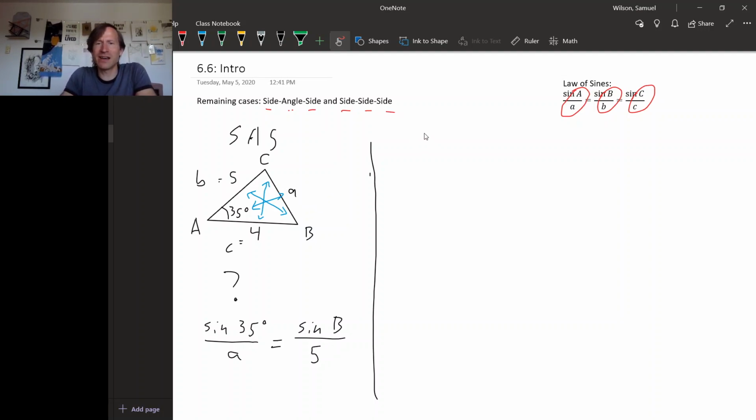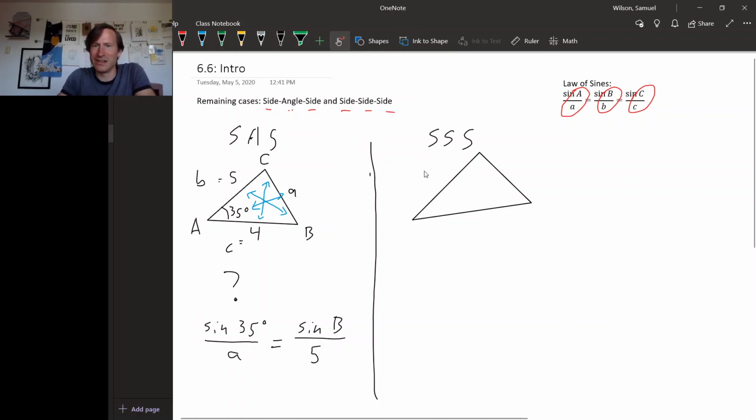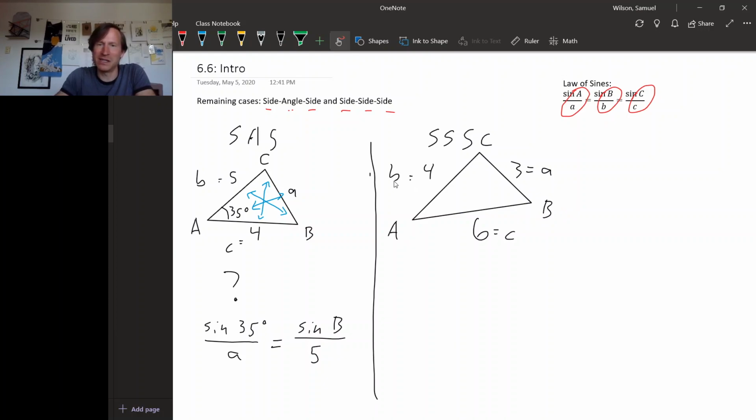Let's try the side-side-side situation, I guess. So let's see, here's a triangle. And maybe this side is 4, and this side is 6, and this side is, I don't know, how about 3? Okay. Again, let's give everything its name. So there's the angle A, the side little a, the side little c, this angle capital C, the angle capital B, and the side little b.